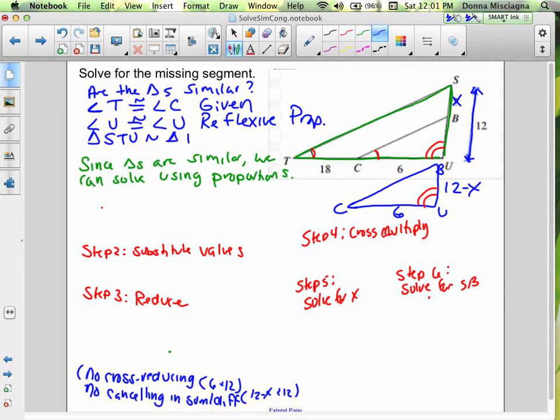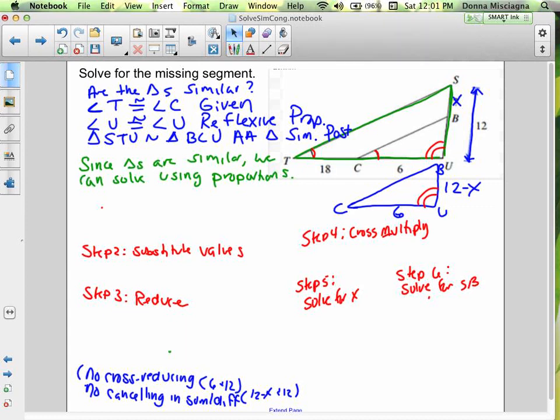I have to make sure I match up the corresponding parts, and that would be angle-angle triangle similarity postulate. I'm using a triangle symbol and abbreviating because I don't have much space. Since the triangles are similar, we can solve using proportions. We weren't told here the triangles were similar, so we had to determine that. If you're told the triangles are similar, and sometimes you'll have to be told because you won't be given enough pieces to know, then you can just start solving.